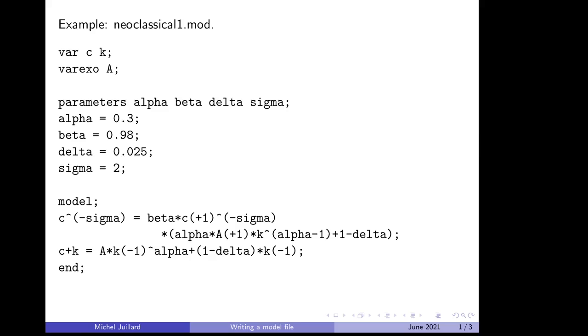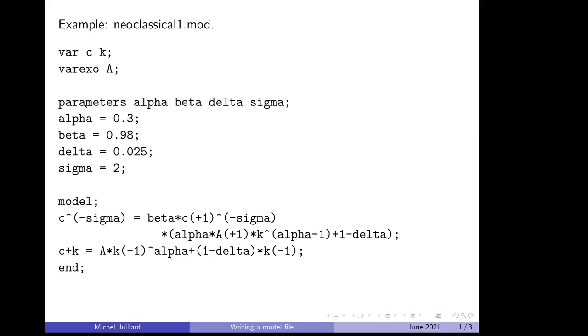After the endogenous variables, you declare the exogenous variables with the keyword varexo. In our case, we have one exogenous variable, big A, that represents the total factor productivity. Again, notice the semicolon. The third type of symbol we need to declare are the parameters. Here we have four of them.